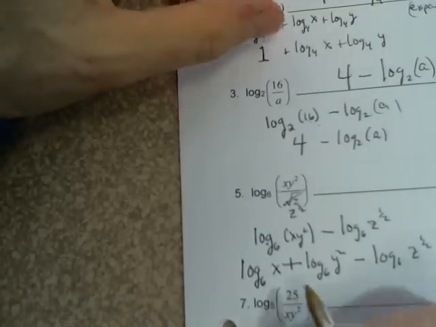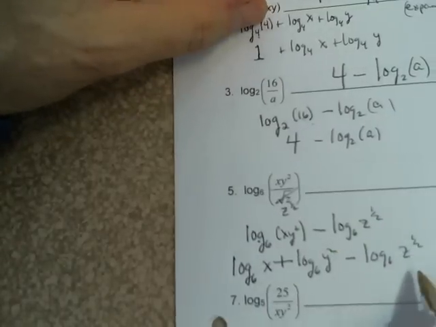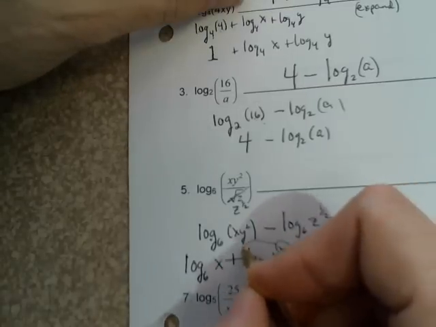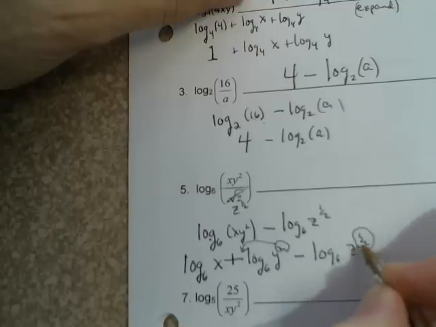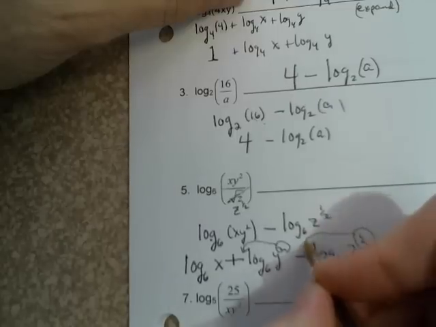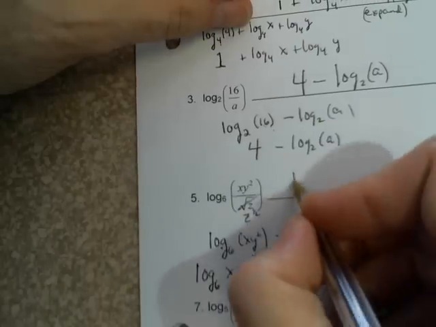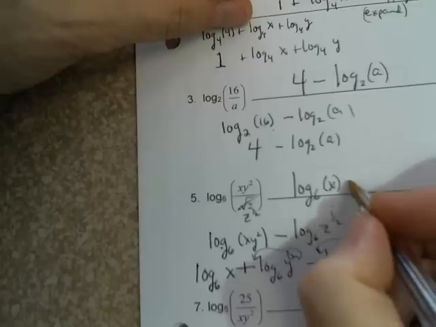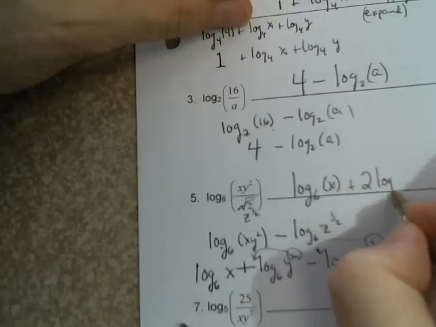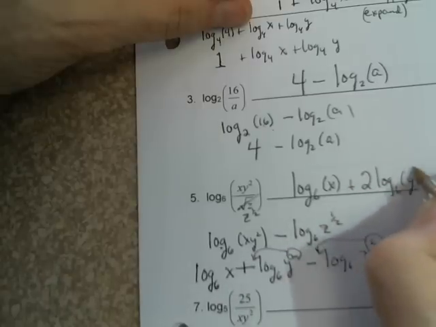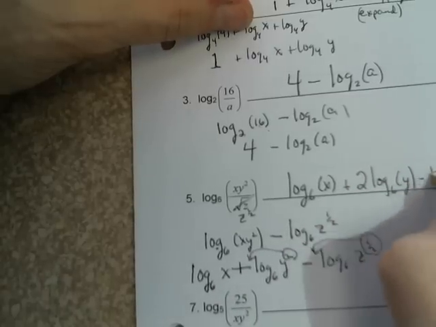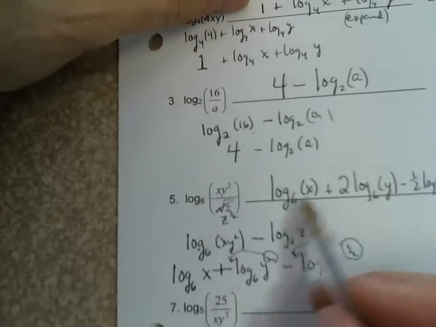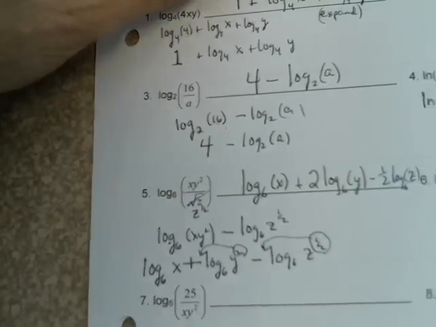Now what happens is we have two of these expressions having exponents on them. So we're going to just pull the 2 down in front of this one log. We're going to bring the 1/2 down in front of that one log, and then we'll be done with that problem. This turns out to be the log base 6 of x plus 2 times the log base 6 of y minus 1/2 log base 6 of z. So one log split into 3 logs in this case.